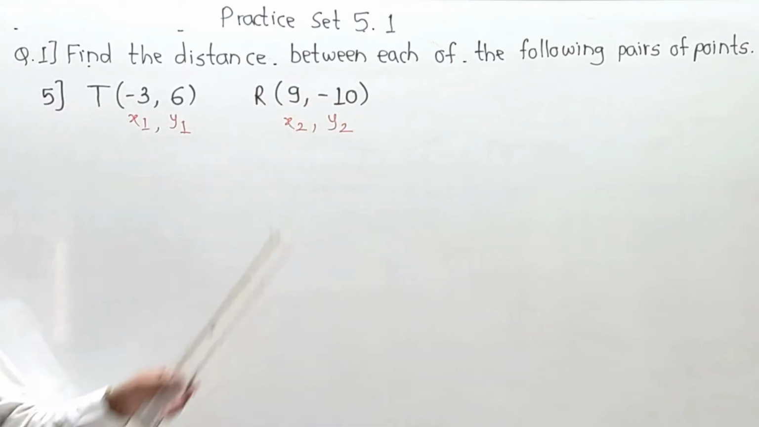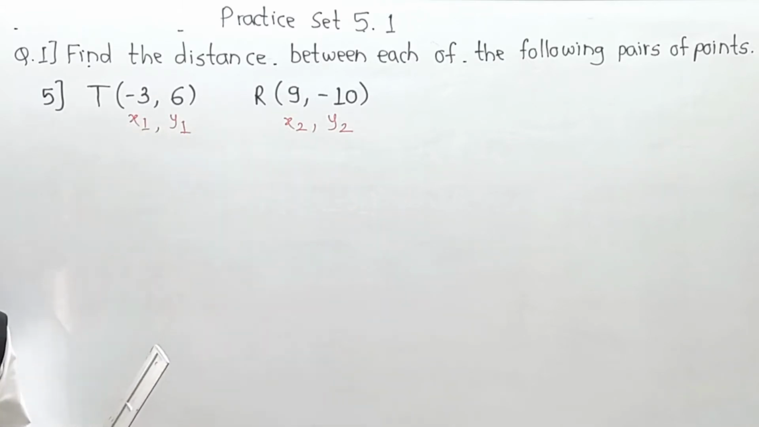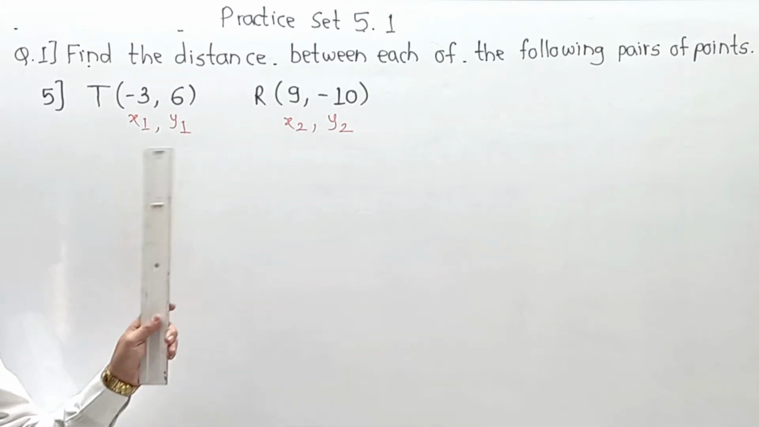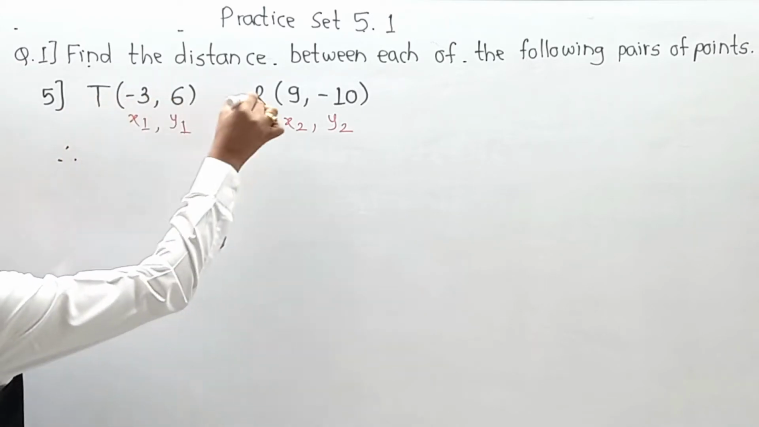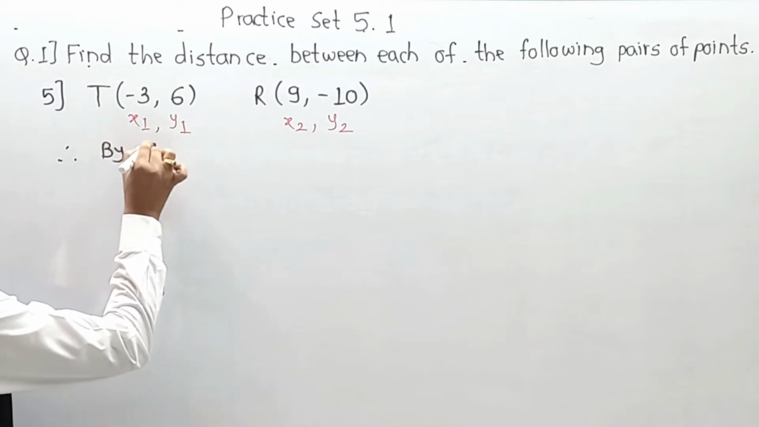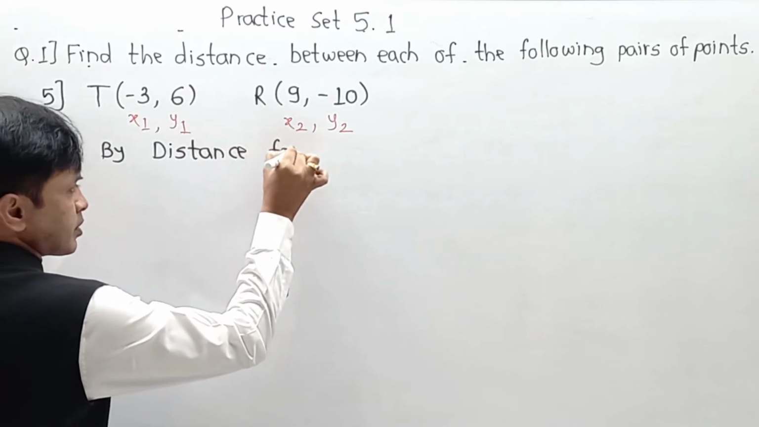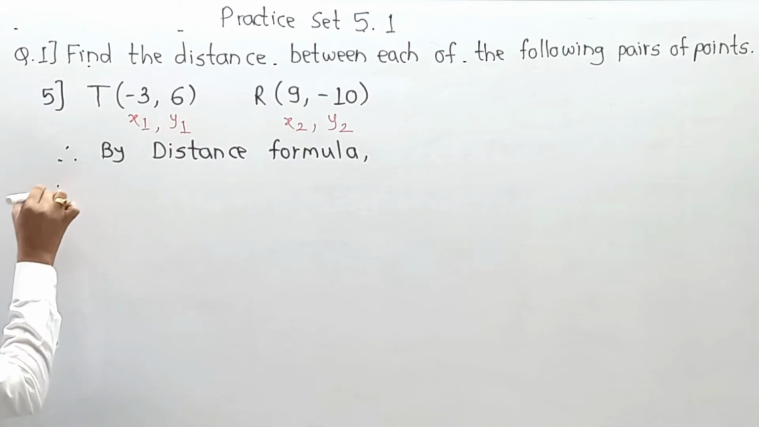Remember student, if you keep this point as x1 y1 and this point as x2 y2, still after the distance formula your answer always remains the same, because this is nothing but a square difference, and that comes outside the root, so your value always remains the same. So starting: distance between the points T and R, or distance TR, therefore by distance formula.